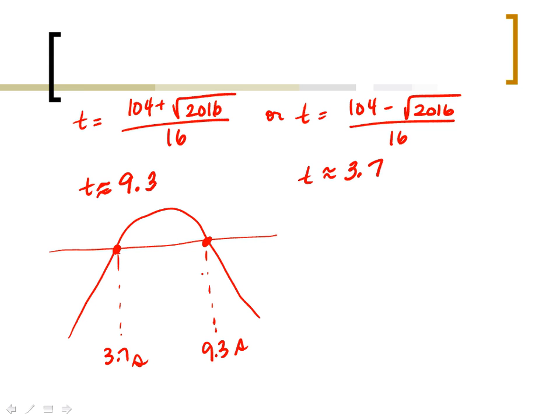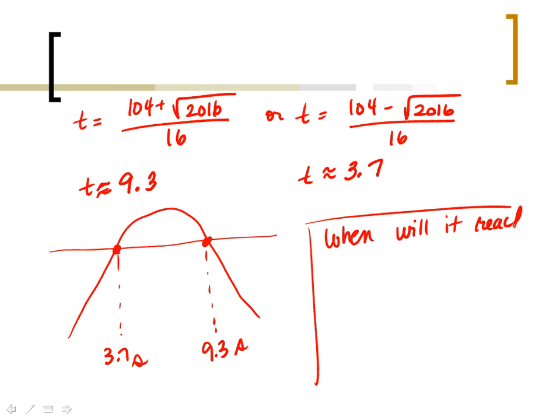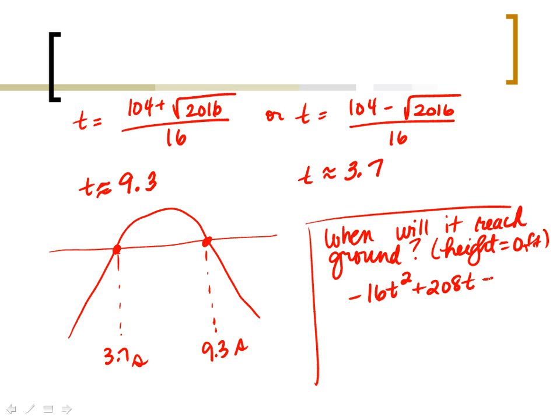Now, one more thing with this height type of problem, you may also be asked to find when will it reach the ground. And the trick to that one is to know that at the ground it is 0 feet from the ground, so the distance or height of the object there is 0 feet. So we could say our formula, which was negative 16t squared plus 208t, and set that equal to 0 and solve.